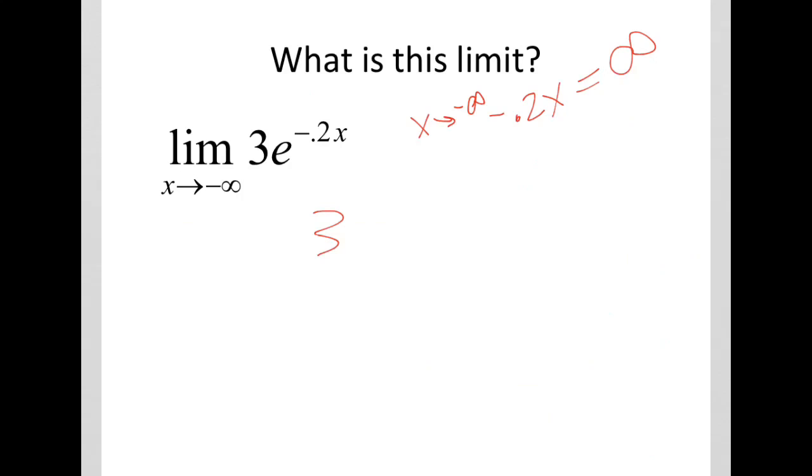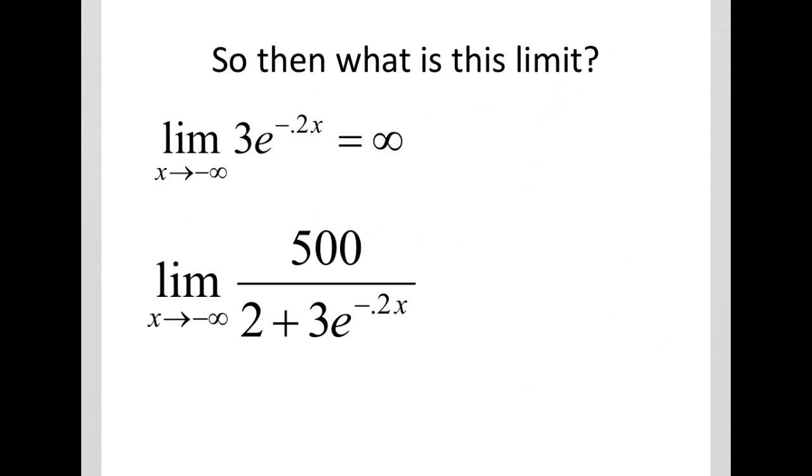So I have 3 times e to the positive infinity. And again, e to the infinity is infinity, so I have 3 times infinity. And 3 times infinity, oh my gosh, is still infinity. Do you notice how that's working? So this limit here is infinity.